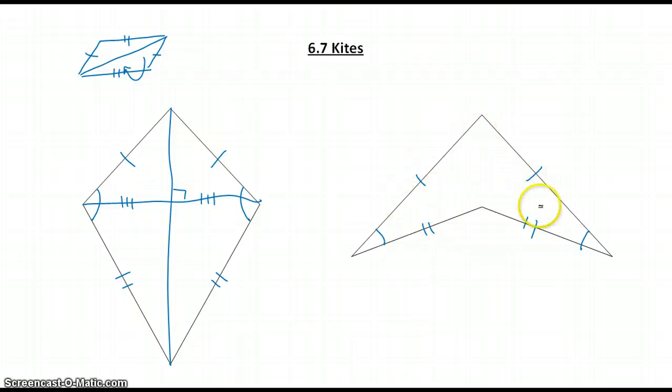In this concave kite, we can still draw in the diagonals. It's just that the diagonal will go outside the kite. And if we look, the diagonals are still perpendicular to each other, and one of the diagonals is still bisected.